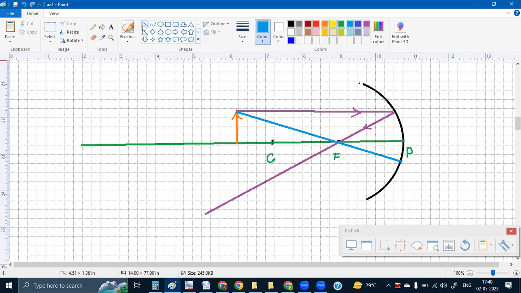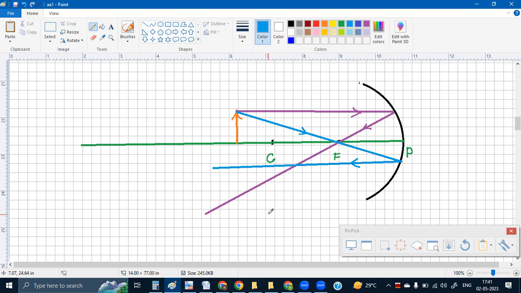I'm going to show with the same color the blue ray after reflection. This ray is becoming parallel to the principal axis. I'll just mark that also with an arrow. The ray that is passing through the principal focus, after reflection, becomes parallel to the principal axis.